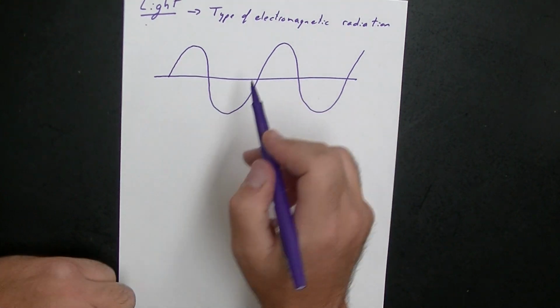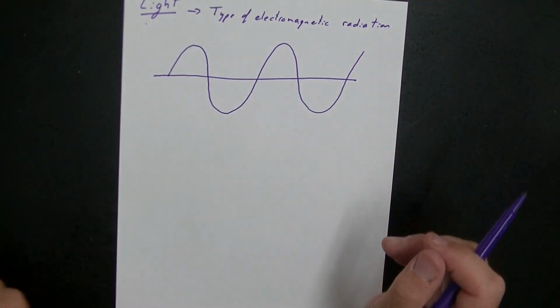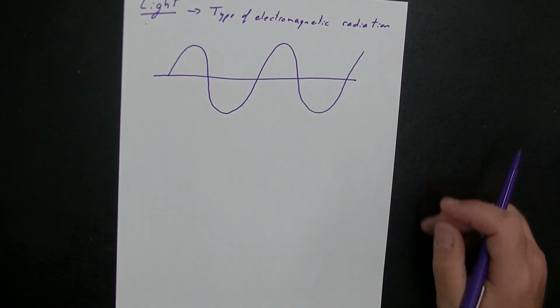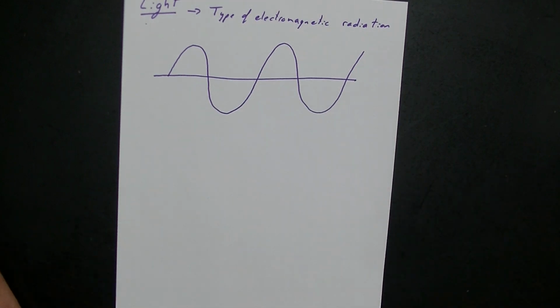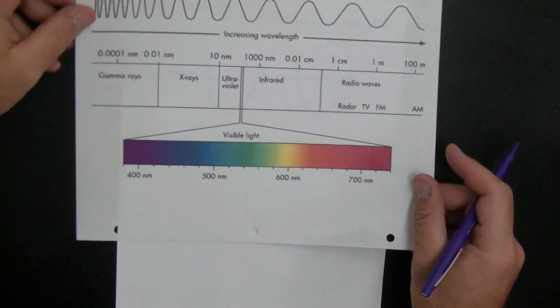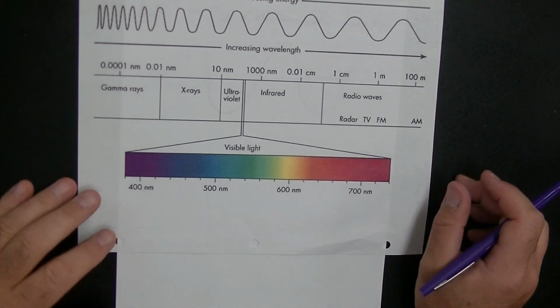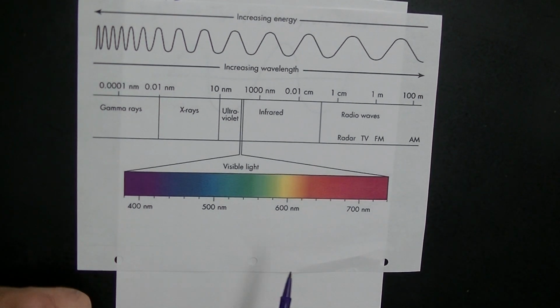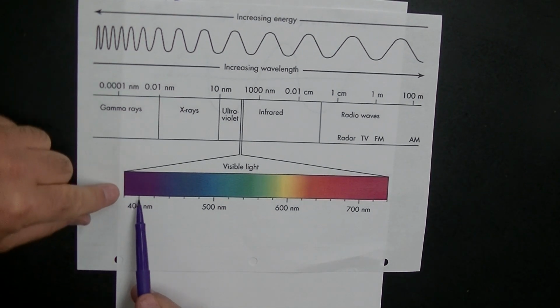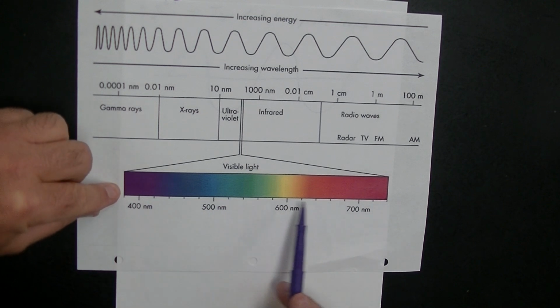It's got waves. So this is electromagnetic radiation. Now, light is one type of electromagnetic radiation. There's lots of other types. So we'll refer back to this often. So visible light, okay, are different colors.